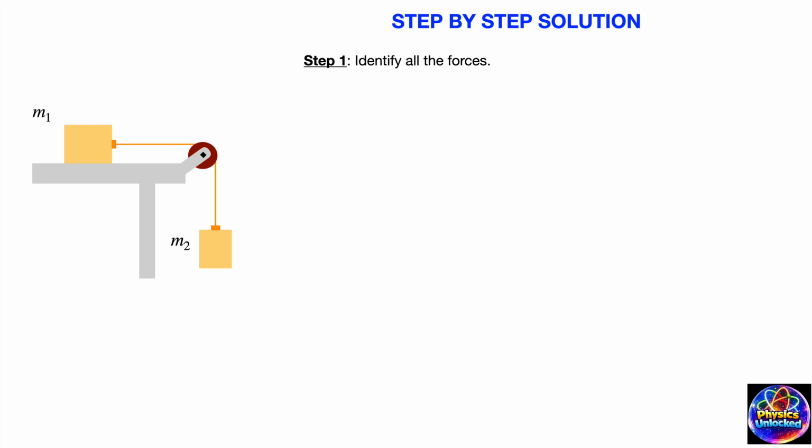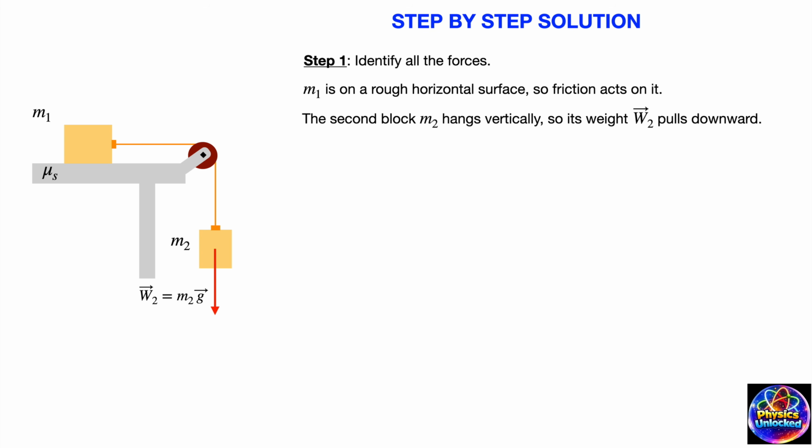In step number one, identify all the forces. So the block with mass m1 is on a rough horizontal surface, so friction acts on it, and we can call the friction coefficient μs. The second block instead hangs vertically, so its weight pulls downward, and we may call its weight W2. W2 equals m2g, and the vector points downward, as you can see.